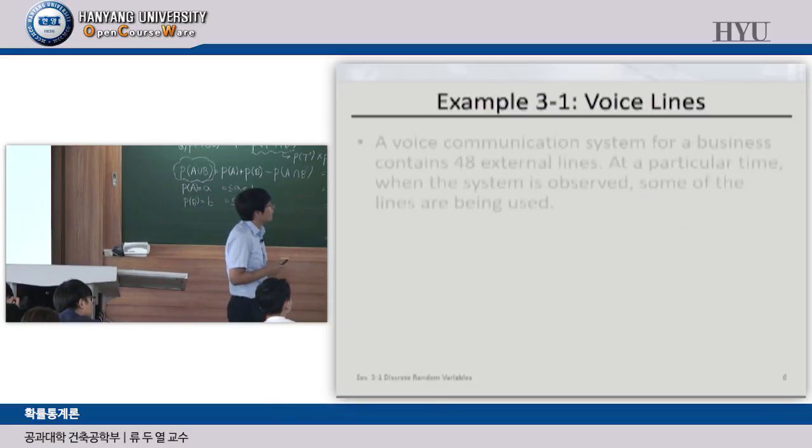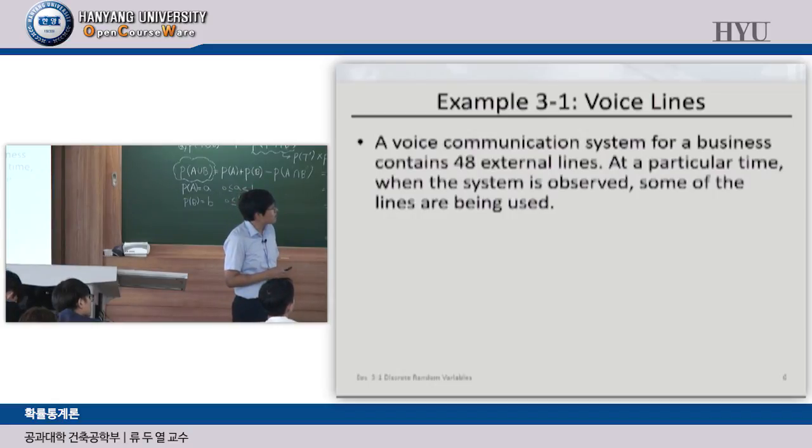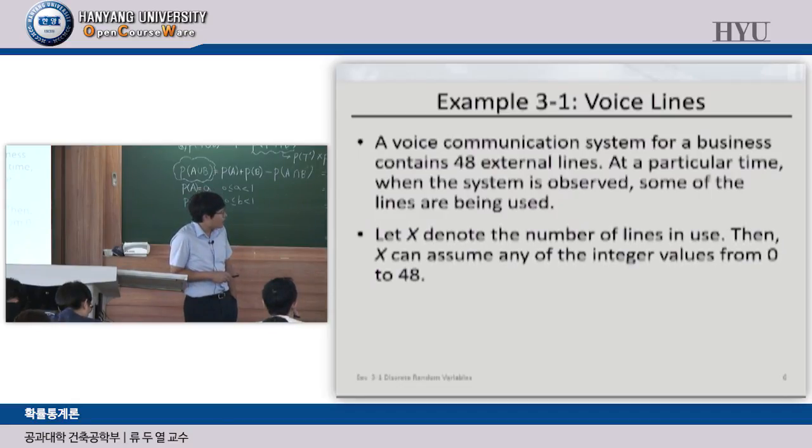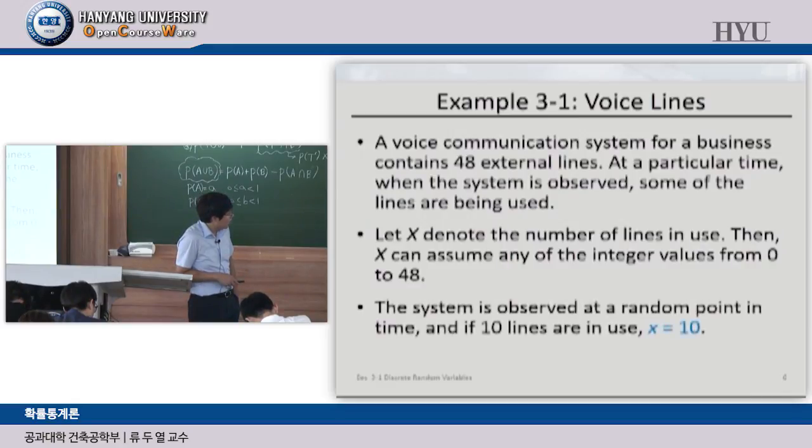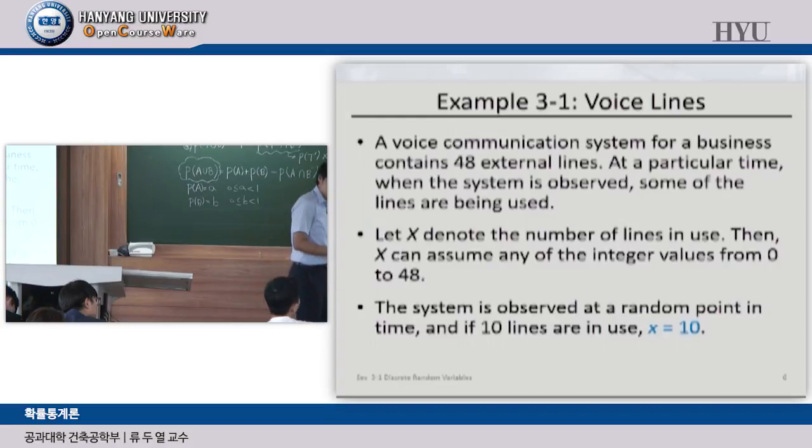So this is the first example. A voice communication system for a business contains 48 external lines. And at a particular time, when the system is observed, some of the lines are being used. Let X denote the number of lines in use, okay? That is the random variable. Then X can assume any of the integral values from 0 to 48. Integral value is called 정수 in Korean. So the system is observed at a random point in time, and if 10 lines are in use, then small x is equal to 10. Okay? This is an actual value of the random variable.